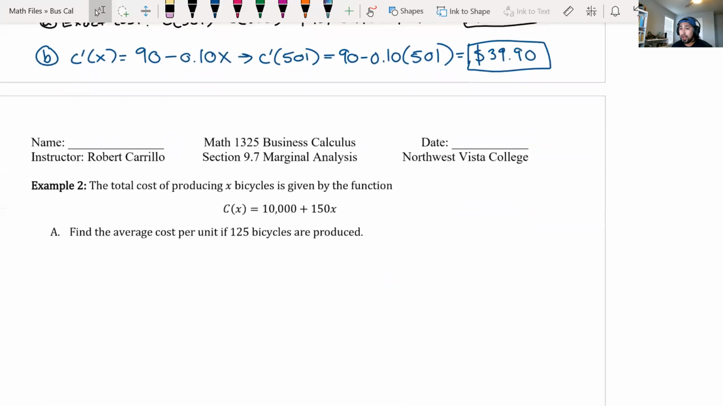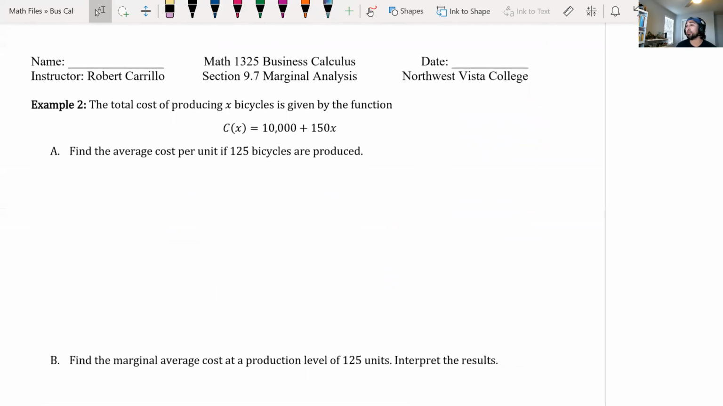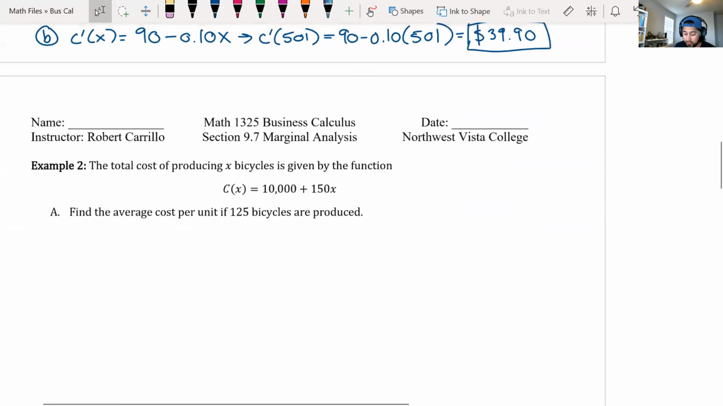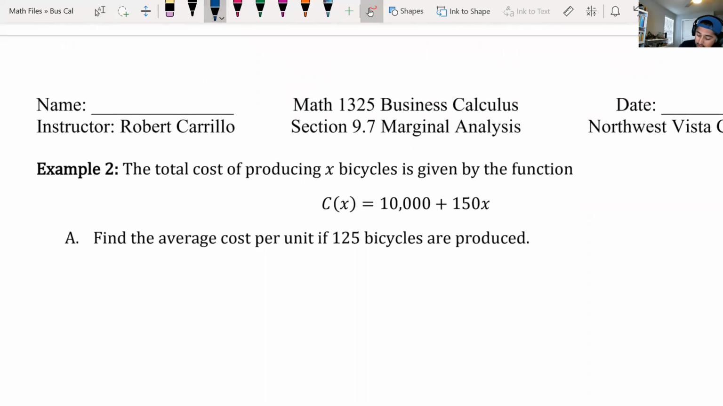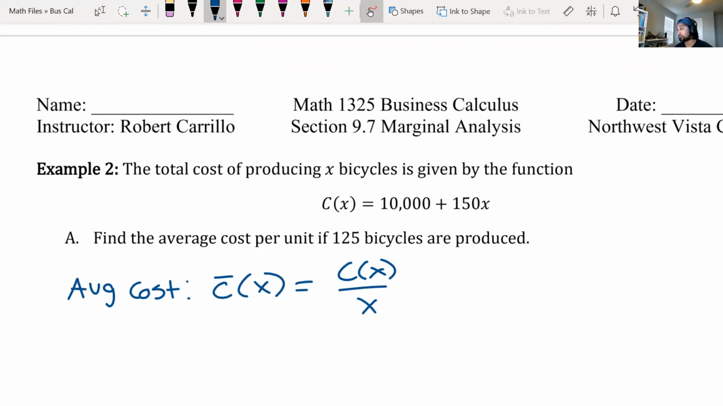Okay. And now, example 2. The total cost of producing X bicycles is given by the function C of X equals 10,000 plus 150X. Find the average cost per unit if 125 bicycles are produced. So now we want to find the average cost. This brings us back to our good old 1324, your last semester. Remember that average cost, and the formula is on the first page, is given by C bar of X equal to the cost function over X.